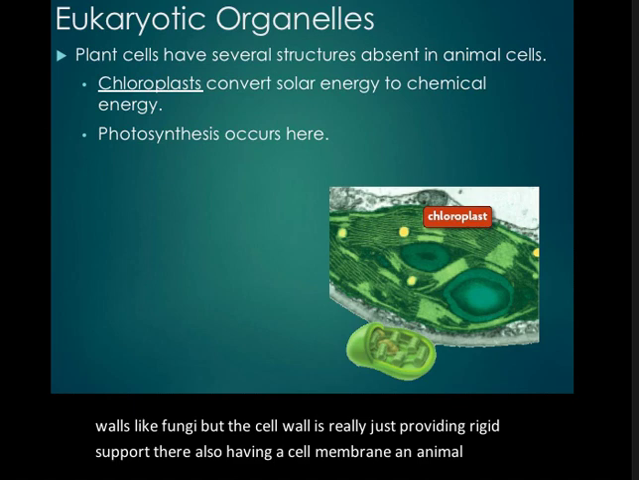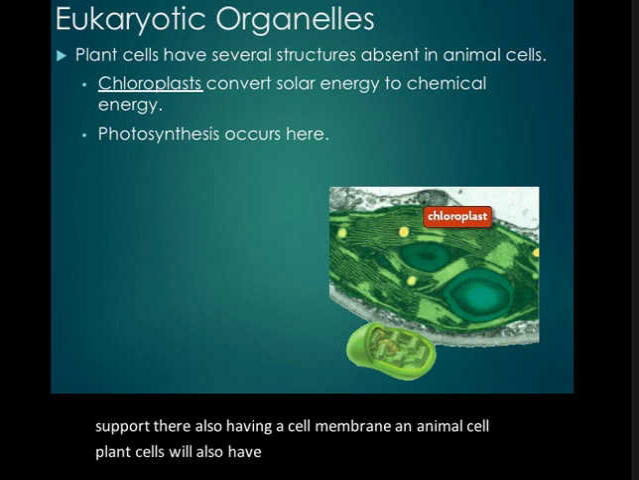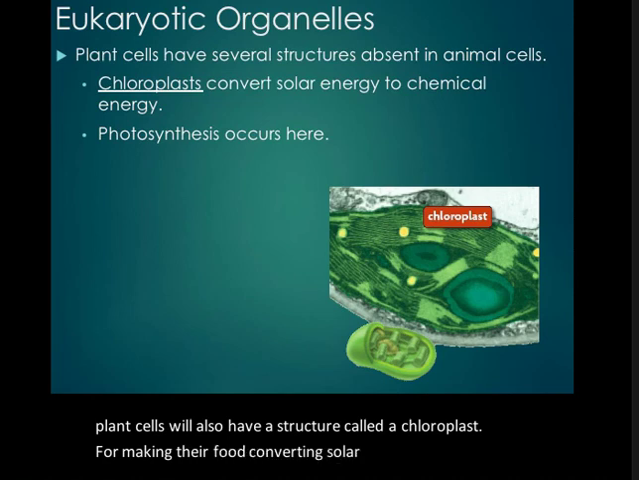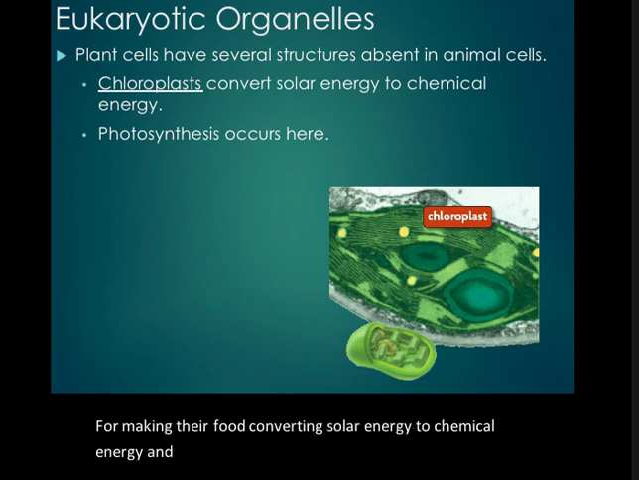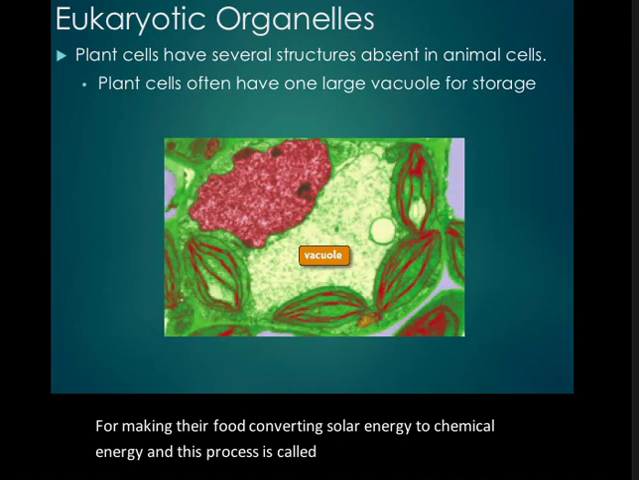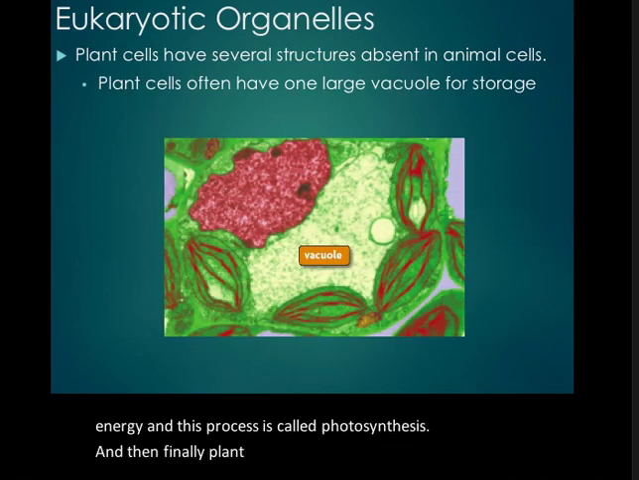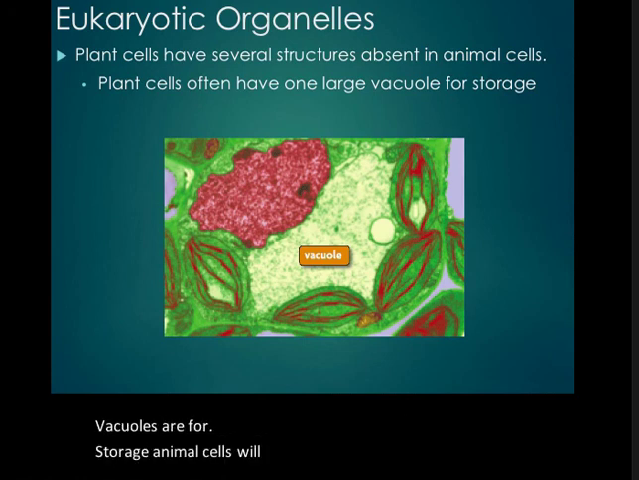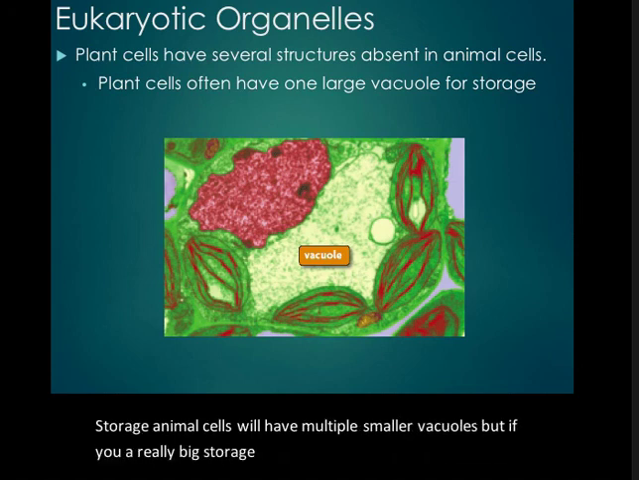Plant cells will also have a structure called a chloroplast for making their food, converting solar energy to chemical energy. This process is called photosynthesis. And then finally, plant cells also typically have large vacuoles, and vacuoles are for storage. Animal cells will have multiple smaller vacuoles, but if you see a really big storage space in a cell, that's probably a clue that it's a plant cell.